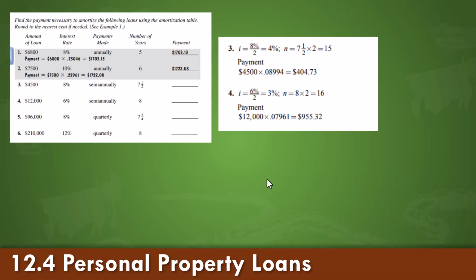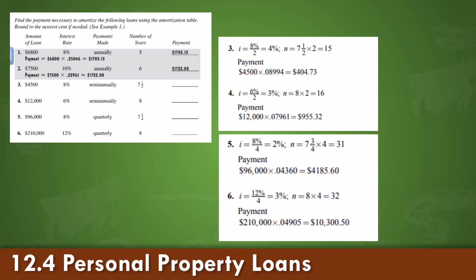So in these examples here, we're taking the amount of the loan, the interest rate, the payments made, whether annually, semi-annually, or quarterly, making that necessary calculation to identify the number of payments. Remember to also divide your interest rate based upon the payments made. Examples are provided for you here. Once we identify the appropriate interest rate and the payments, we can use the amortization table to access the value that will need to be used in this calculation. I've demonstrated them for you here with questions 3, 4, 5, and 6.